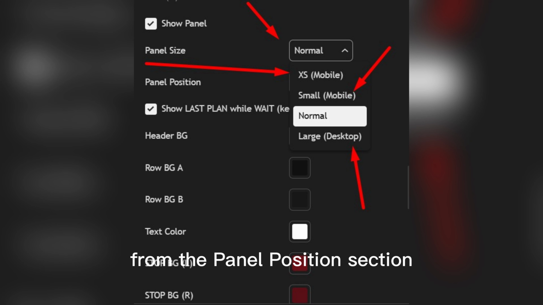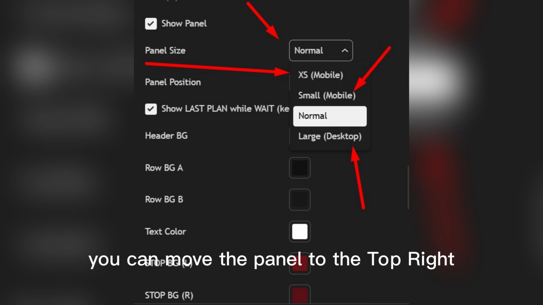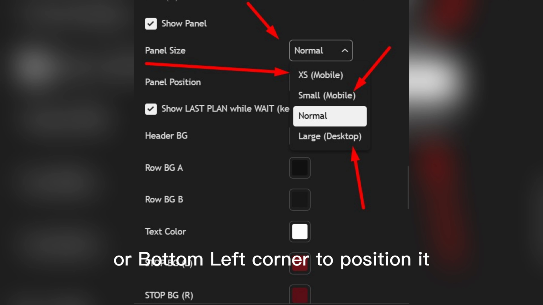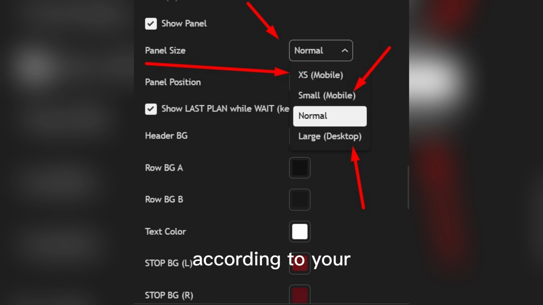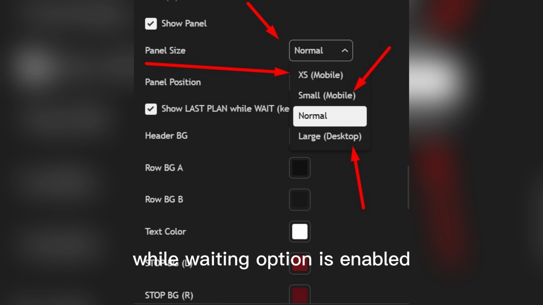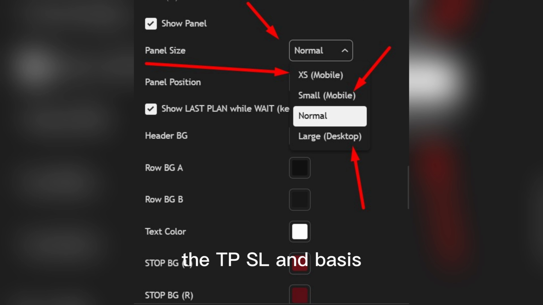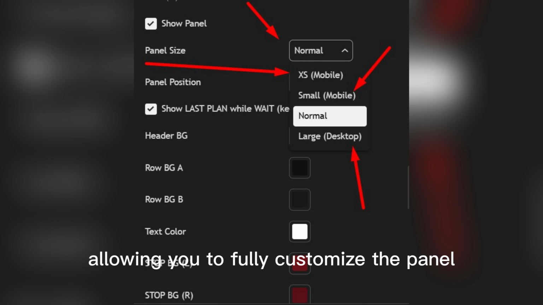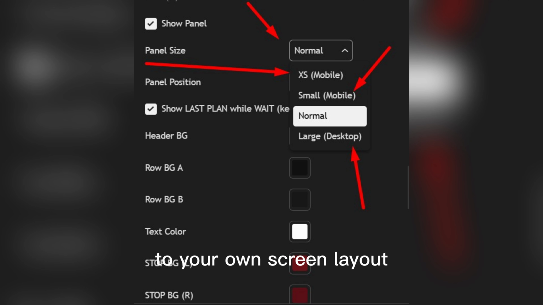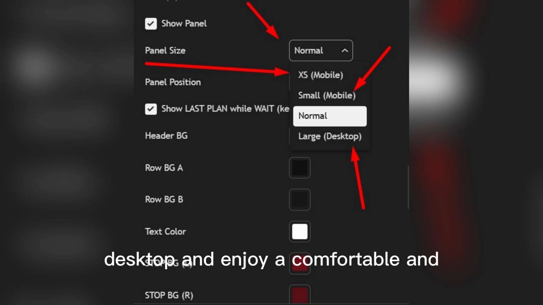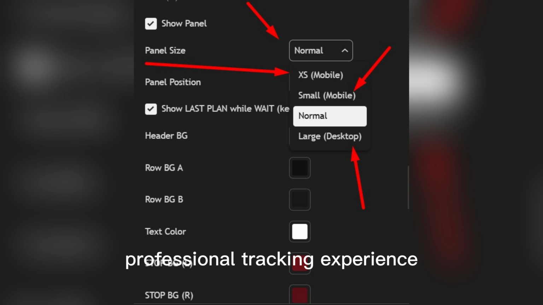From the panel position section, you can move the panel to the top right, top left, bottom right, or bottom left corner to position it according to your personal use, without covering the candles on the chart. When the Show Last Plan While Waiting option is enabled, the TP/SL and basis information of the most recent trade continue to be displayed on the panel even if no new signal arrives, allowing you to fully customize the panel to your own screen layout on both mobile and desktop, and enjoy a comfortable and professional tracking experience.